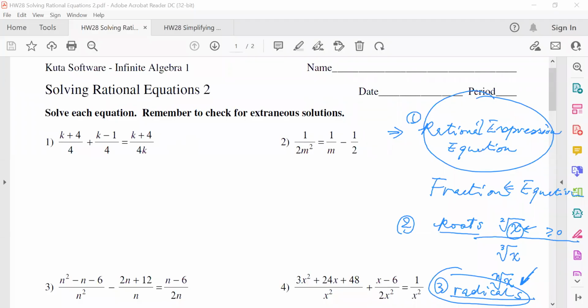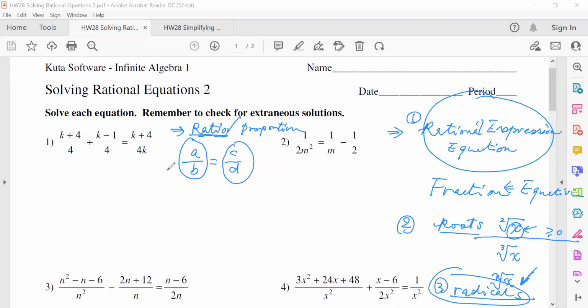Okay, so firstly, let's see this one. Rational expression equation actually means if you have A over B equals C over D, where the left side is only a rational expression and the right side is a rational expression. This is called a ratio, or we also say a proportion.